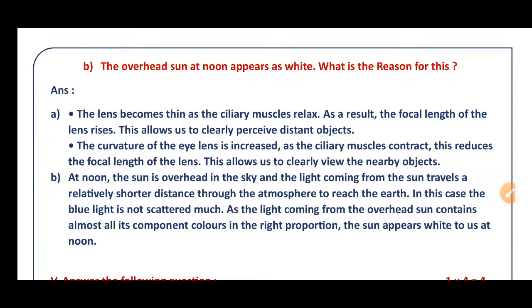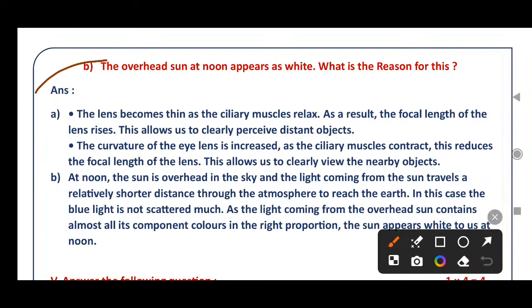Then the curvature of the lens is increased as the ciliary muscles contract. This reduces the focal length of the lens. This allows us to clearly view nearby objects. This is called accommodation of the eye. A little bit they misplaced it. Okay, let it be. Now we have to see the answer. The overhead sun at noon appears white.